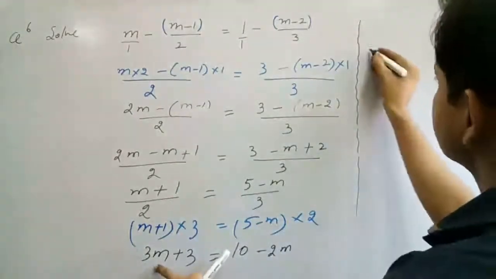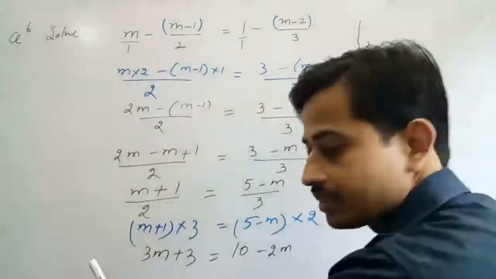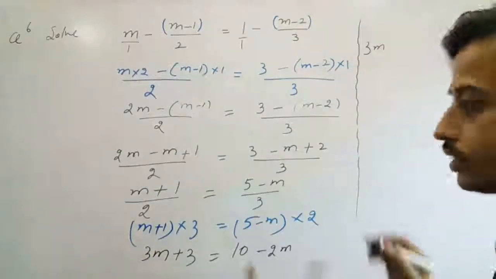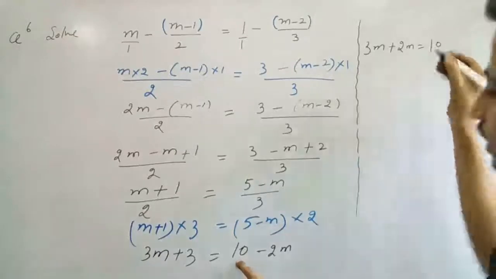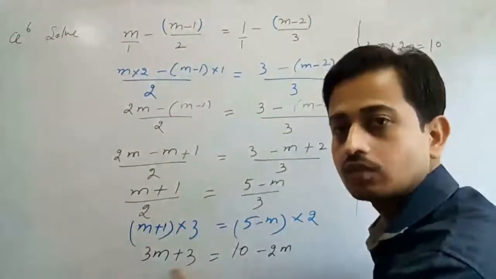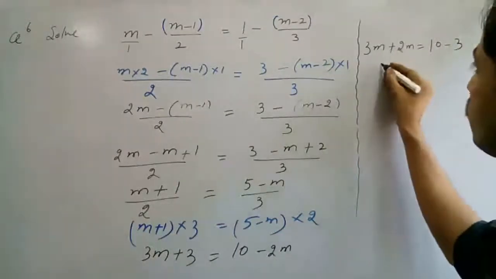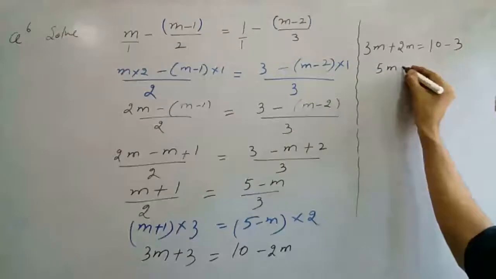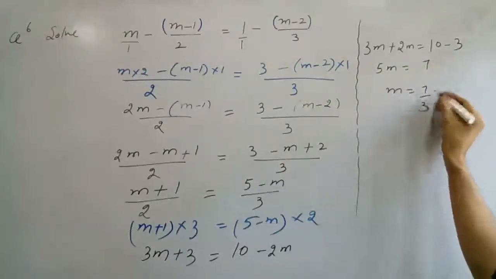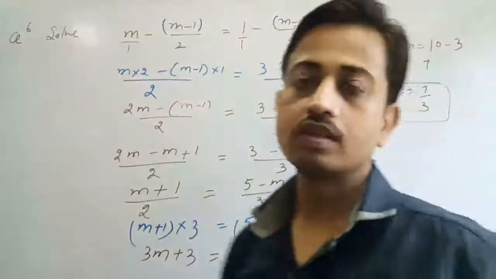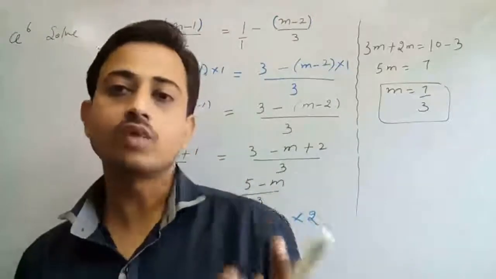So we have to separate. This is 3m as it is. And we have to take this minus 2m to the left hand side. Here the sign is negative, so it becomes positive. This 10 as it is, and here we have to take this positive 3 to the right hand side, so it also becomes negative 3. 3m plus 2m, we get 5m, and 10 minus 3, 7. So we get m is equal to 7 by 5. This one is your final answer. So please make a note, then we will do its verification.